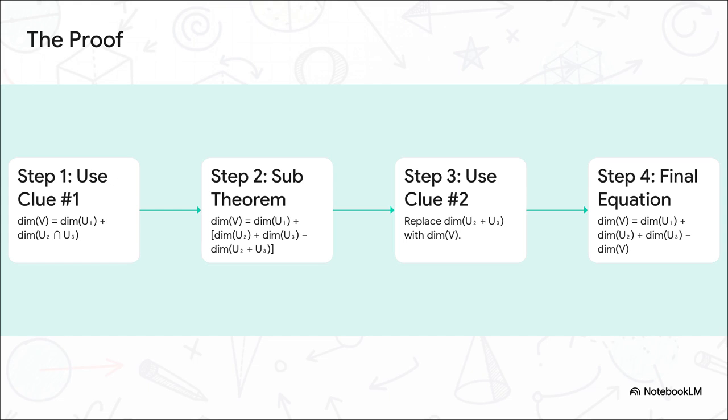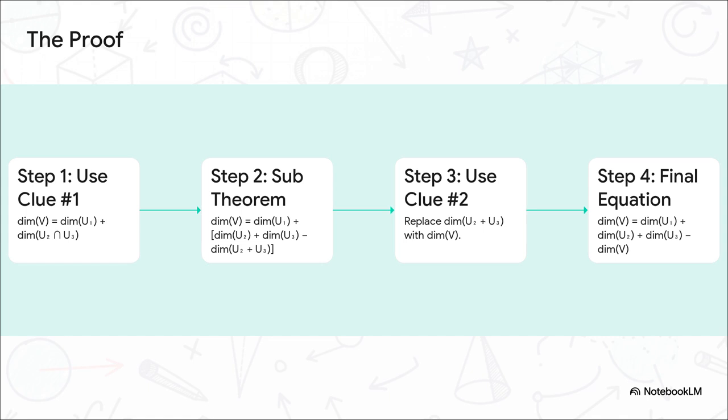We take that size of the shared bit and we swap it out for the whole formula from the theorem. Okay, so now our equation is a little longer. For step 3, we use our second clue. We know that room 2 and room 3 combined make up the whole house, so we can just replace that part of the formula with the size of the house itself, dim V.